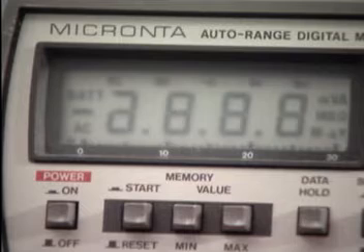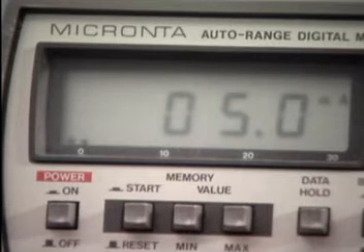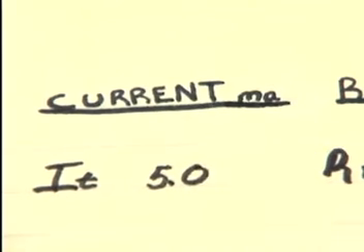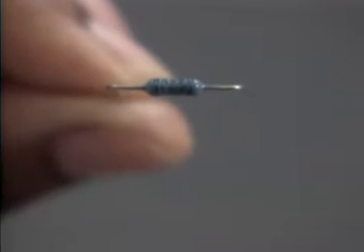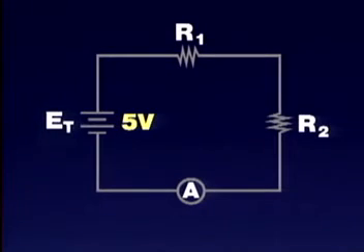Turn on the ammeter. You can see that it's reading 5.0 milliamps. Record this on your notepad. Now add this 1500 ohm resistor to the circuit. Looking at the schematic, you'll connect it in series with the 1000 ohm resistor.